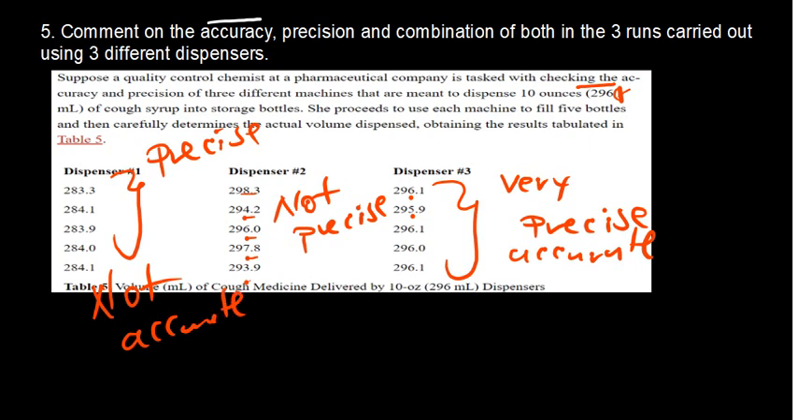So accuracy basically gets to compare your determined results with the actual or the true measure. But then for preciseness, basically you get to compare the various results or measurements that you take. If they are closer to each other, they are said to be precise.